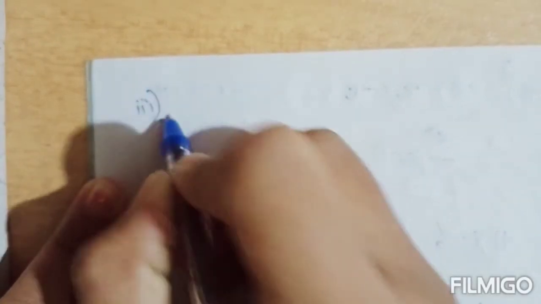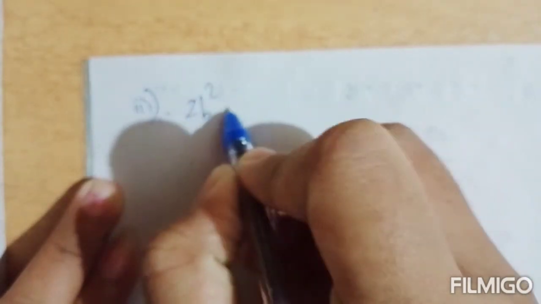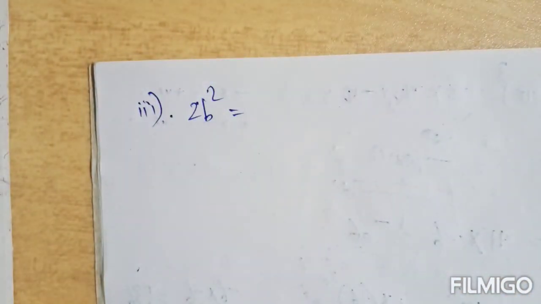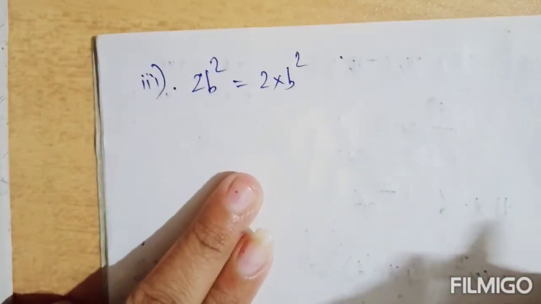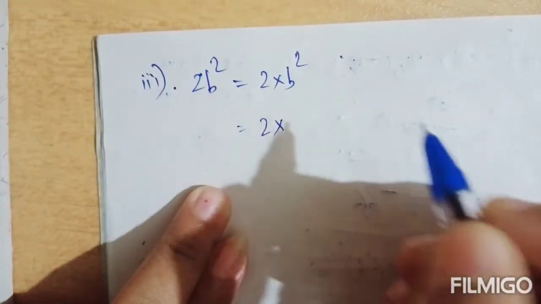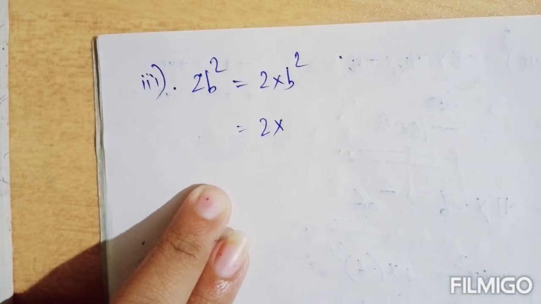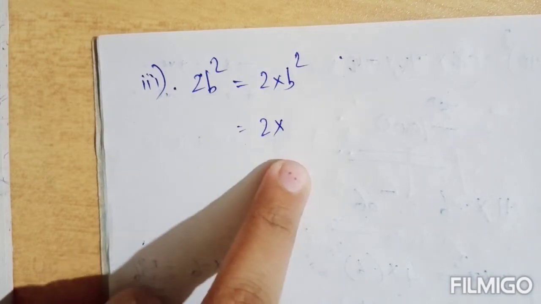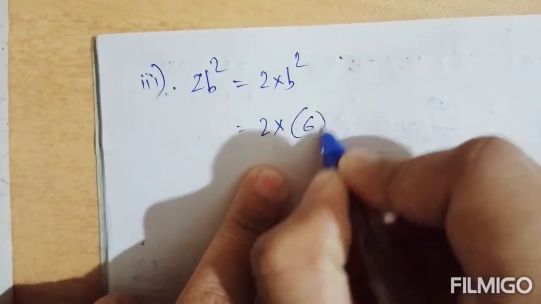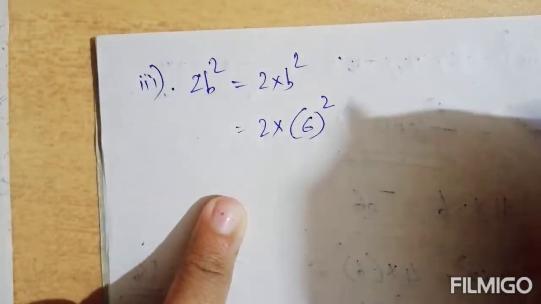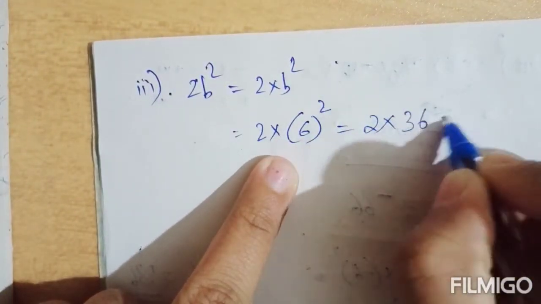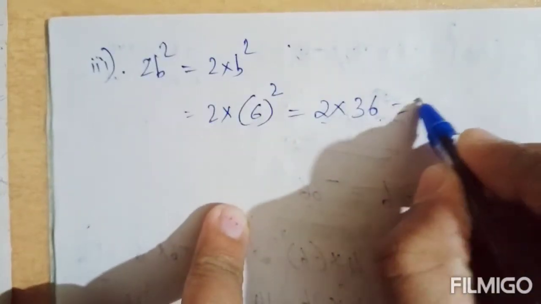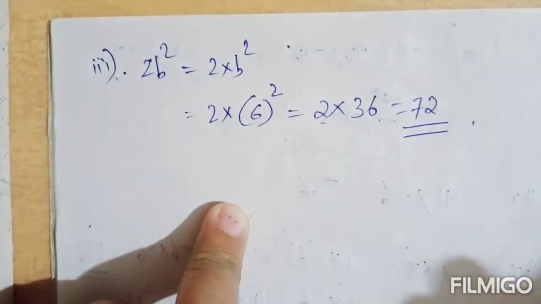Okay. In that third one, 2B square. So 2B square means 2 into B square. B value it is given 6. So that you can substitute here, 2 into it will be 6 square. That is equal to 2 into 6 square, it is 36. Now what is 2 into 36? It is 72. So 72 will be the answer.